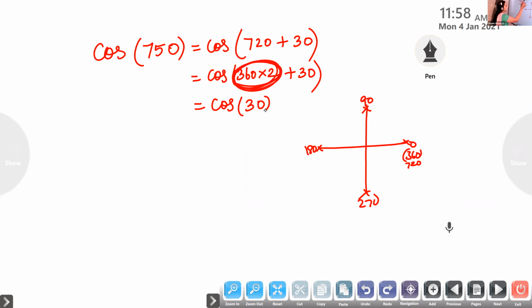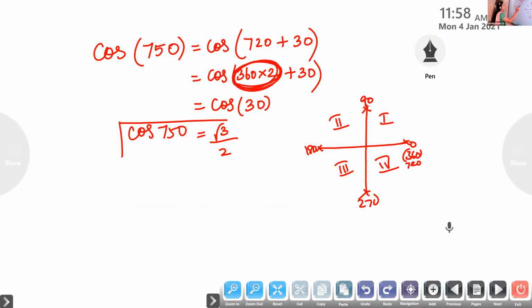0 plus 30. So in which quadrant will it lie? It will lie in the first quadrant. In the first quadrant, all the trigonometric ratios are positive. So it is same as cos 30. And what is the value of cos 30? Root 3 by 2. So cos 750 will be same as root 3 by 2.